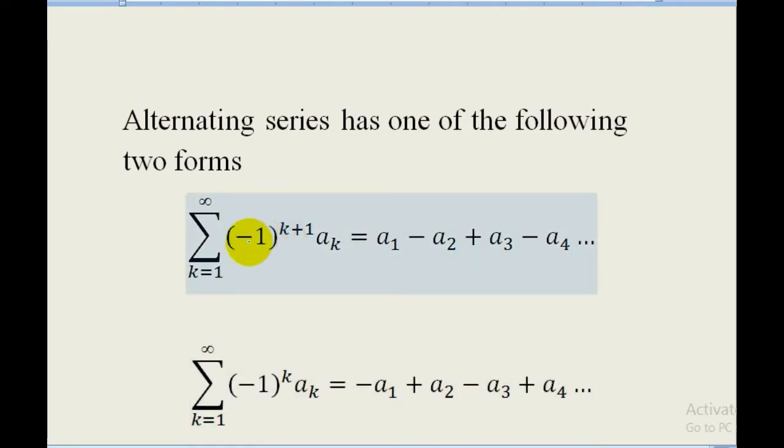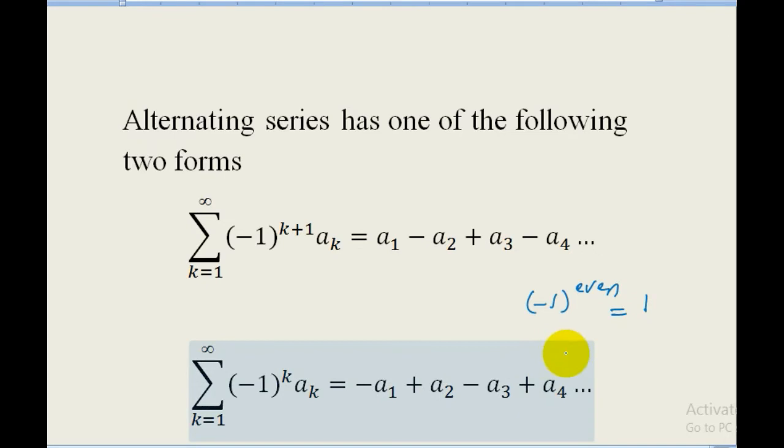Here remember, (minus 1) to the power k plus 1 and (minus 1) to the power k just give us the positive and negative sign. We know that minus 1 to the power even is equal to plus 1, and when minus 1 is raised to an odd power, it gives us minus 1.